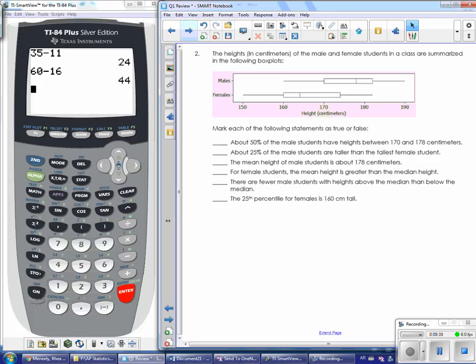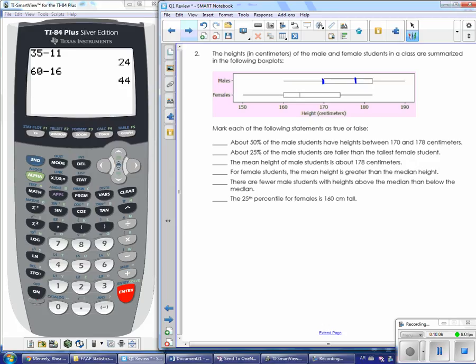And these represent the heights in centimeters of male and female students in a class. So you are given the box plots, which show your 5-number summary, and you're given some statements that you have to mark as either true or false. So the best thing to do here is just to read each statement and determine its truth. In the first one, it says about 50% of the male students have heights between 170 and 178. So 170, this is my male, so 170 to 178 looks like it's about right here.